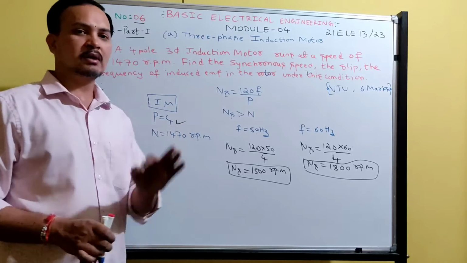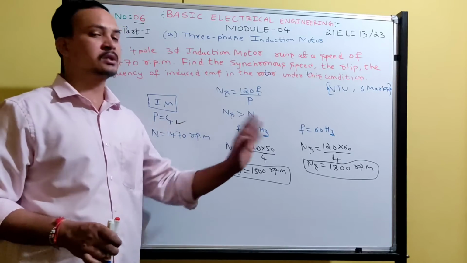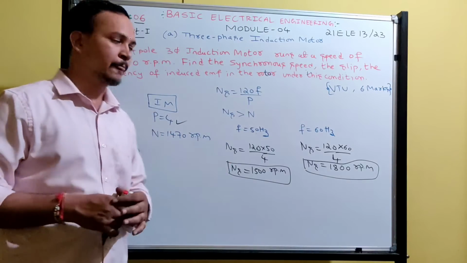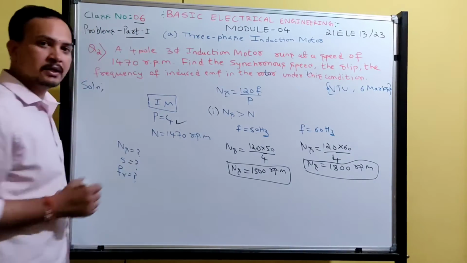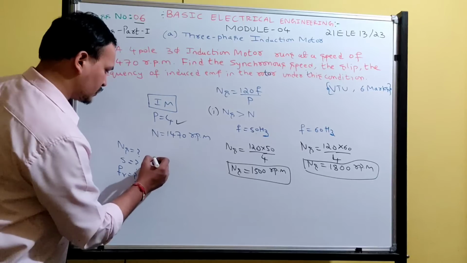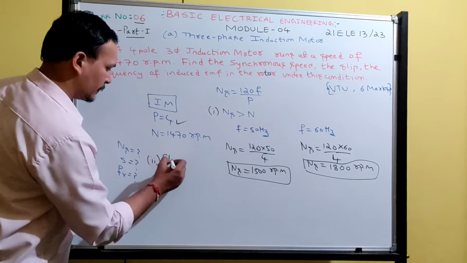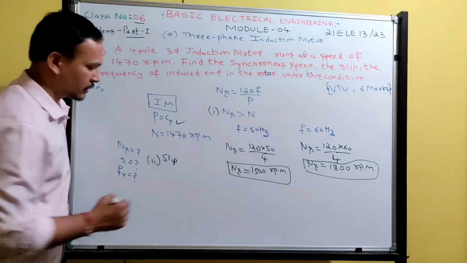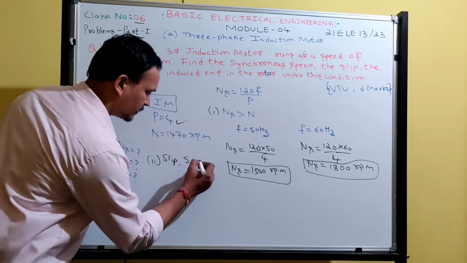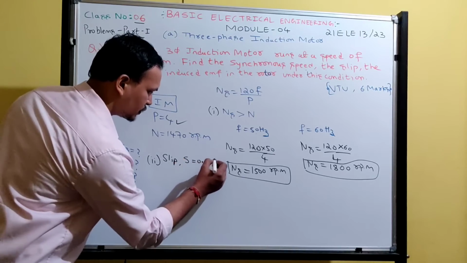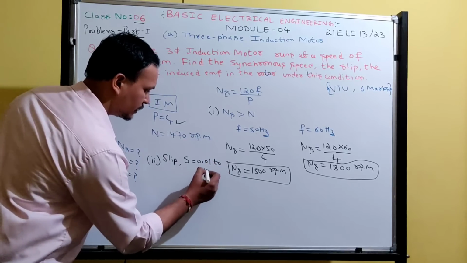You have to give a justification, either 50 or 60 only you should select. Okay. Then this is one condition. We have another condition that is called slip condition. Okay. Slip. For a good induction motor, the value of slip is in the range of 0.01 to 0.05.